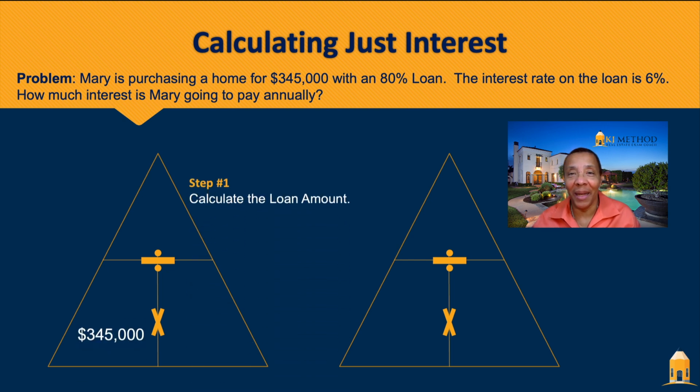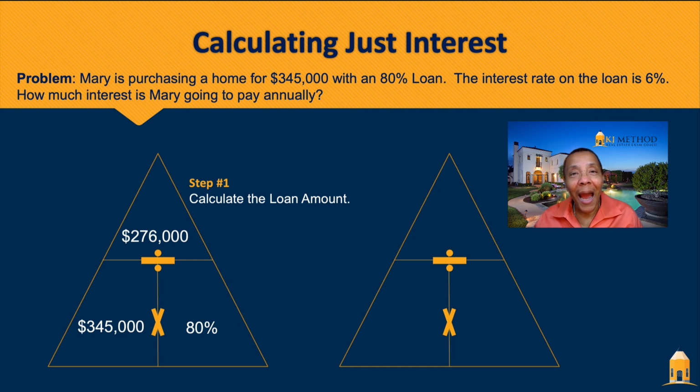Calculate the loan amount, right? And I think you know how to do that. 345, 80% at the bottom. So your loan is going to be $276,000. That's what you want to pay interest on.